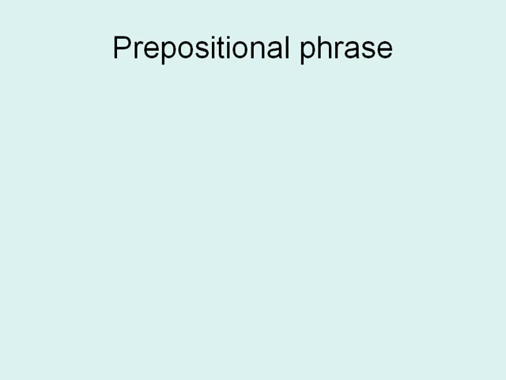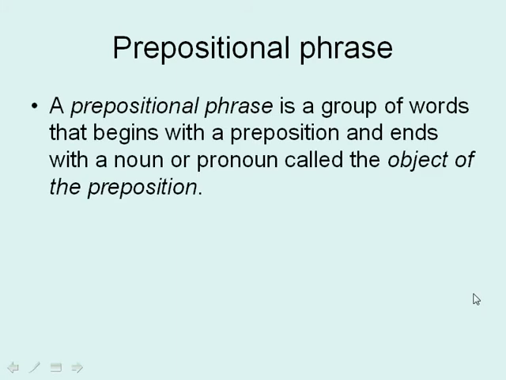And here we come to prepositional phrases. A prepositional phrase is a group of words that begins with a preposition and ends with a noun or pronoun called the object of the preposition. Let me read that one more time. A prepositional phrase is a group of words that begins with a preposition and ends with a noun or pronoun called the object of the preposition.